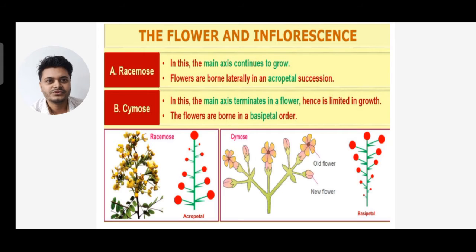Next is cymose. In this, the main axis terminates in a flower, hence it is of limited growth. The flowers are borne in basipetal order. So you can see the basipetal arrangement, and the cymose inflorescence on the right hand side of the picture.